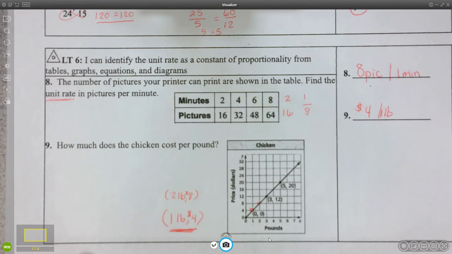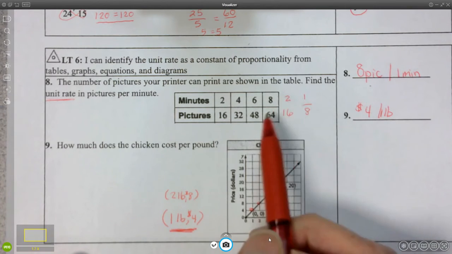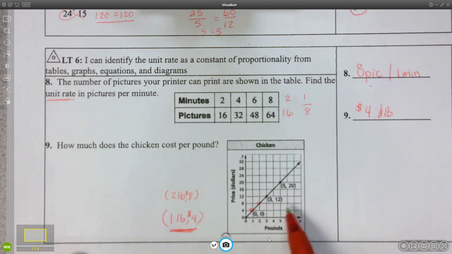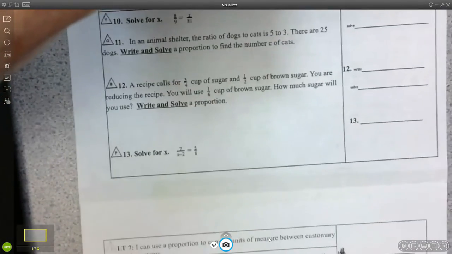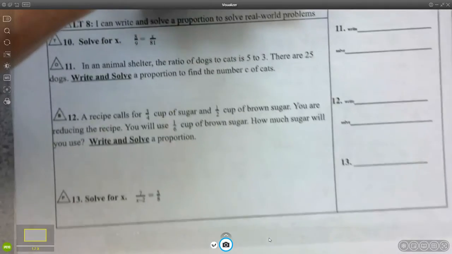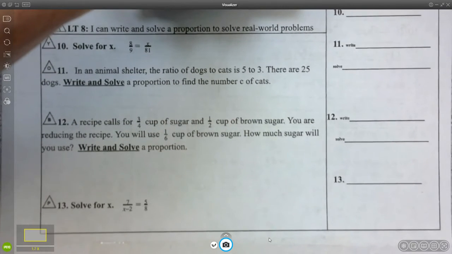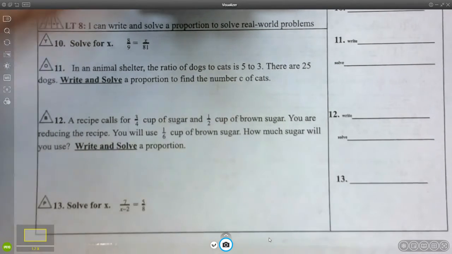And that's your cost, $4 per pound, 8 pictures per minute. And that's how we read it from a table and a graph. All right, and then I'm just going to switch over to the back, and we have 2 more learning targets. 8 comes first. That one is the many colors.